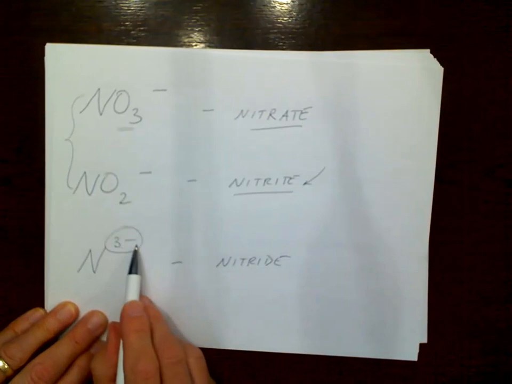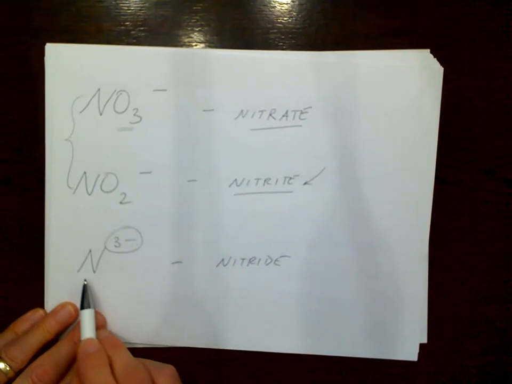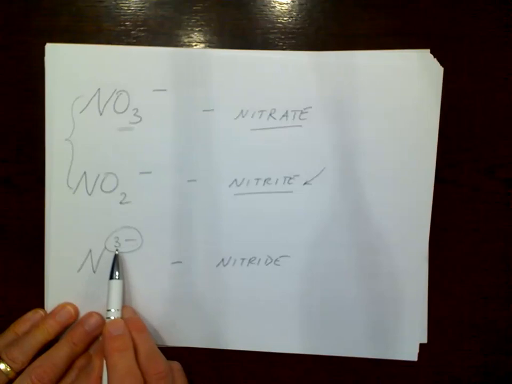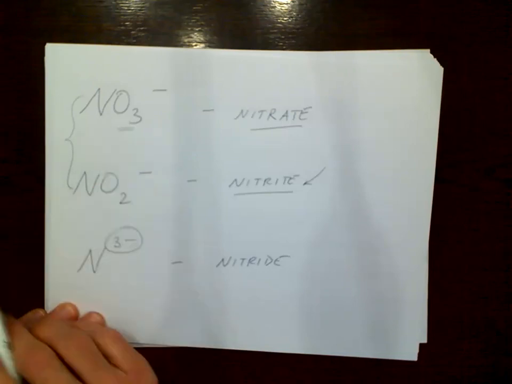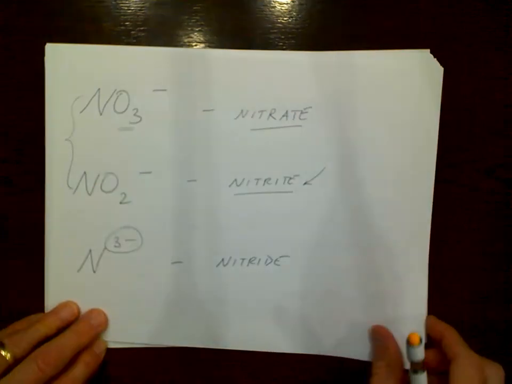charge, and you can tell this from its position on the periodic table. You can always tell the charge of a monoatomic ion from its position on the periodic table. How close is it to the nearest noble gas? These you're going to have to memorize. There's no other way around it.